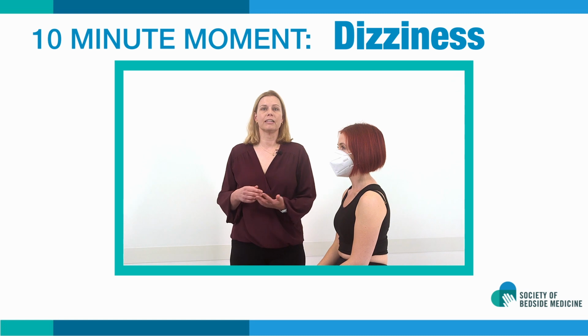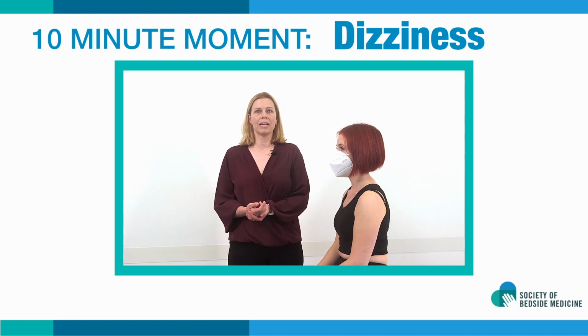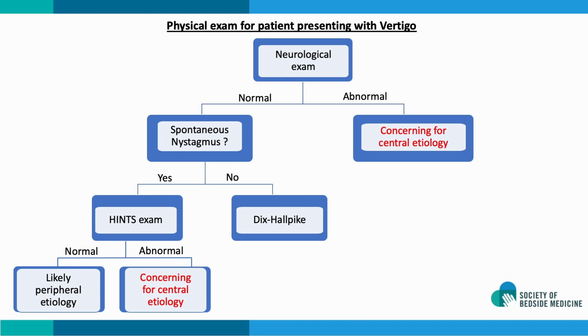If the neurological exam does not show any other neurological abnormalities, the learner then needs to determine if the patient needs a HINTS exam or a Dix-Hallpike maneuver. The HINTS exam and the Dix-Hallpike exam are typically not performed on the same patient. Patients who are dizzy and have nystagmus while presenting should have a HINTS exam. HINTS stands for head impulse test, nystagmus, and test of skew. If the patient has intermittent symptoms and does not have nystagmus while sitting still, a Dix-Hallpike maneuver is indicated.